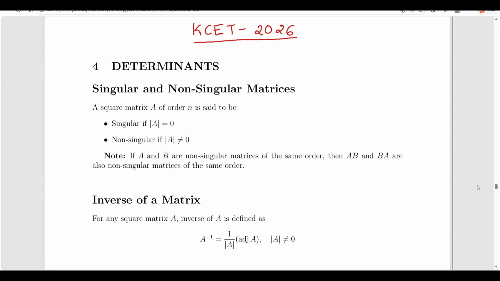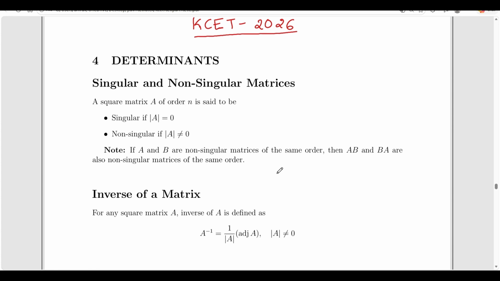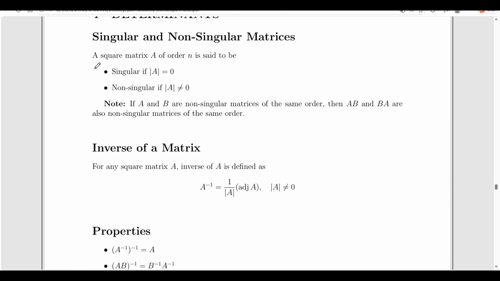Okay, without wasting time, let us move on to the concepts first. So in order to start with, we have taken singular and non-singular matrices. So when do you tell a matrix is singular? If the determinant of matrix A is equal to 0, we consider it as a singular matrix. And if its determinant is not equal to 0, then we say that it is a non-singular matrix.